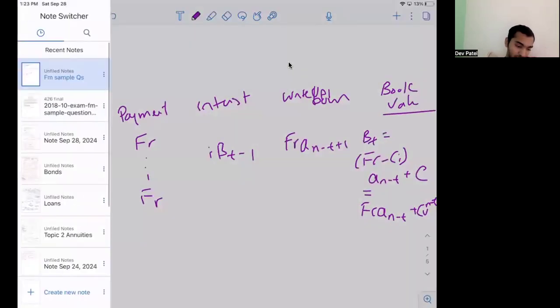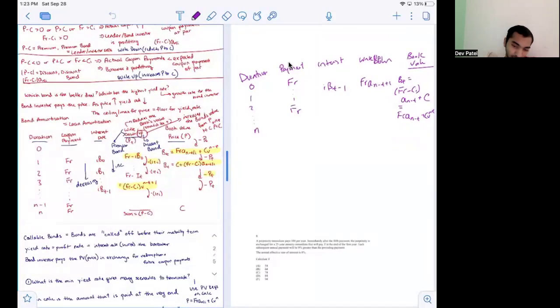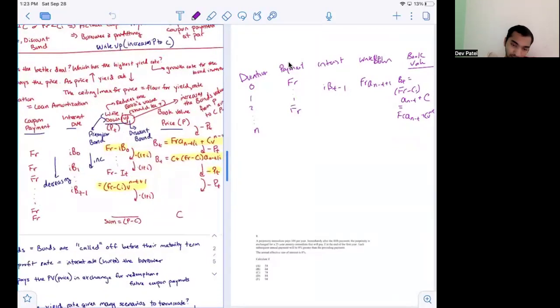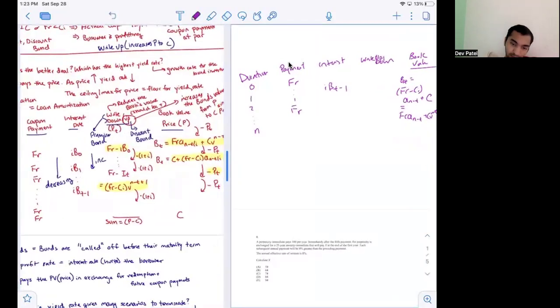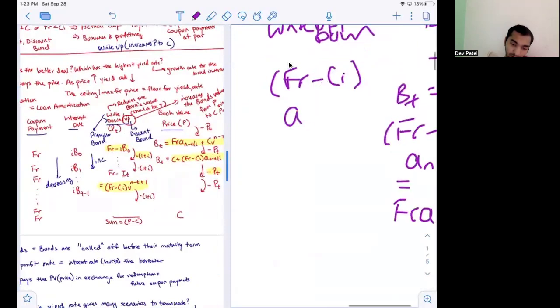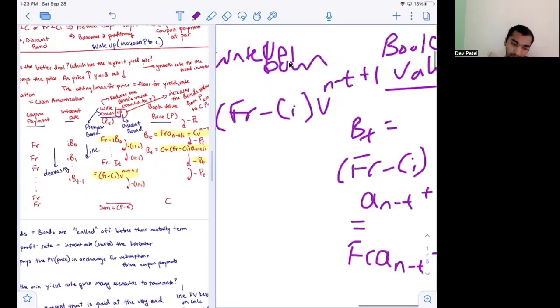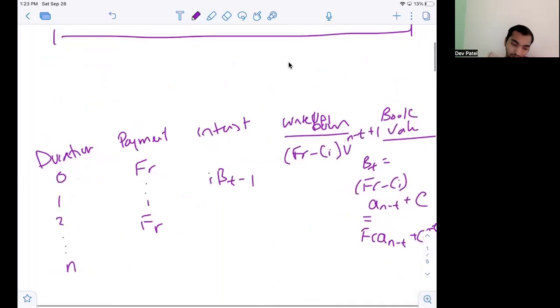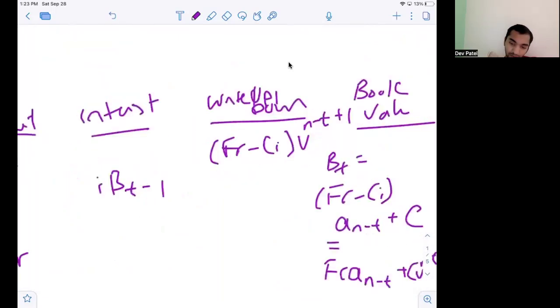Let me quickly check. If we go to bonds, (Fr minus Ci). Okay, so it's actually (Fr minus Ci) v^(n minus t plus 1). Okay, so that's our write up, write down. We have interest, payment: interest plus write up, write down should always equal payment. And then we have our book value.